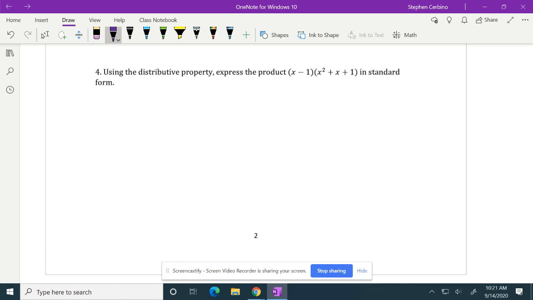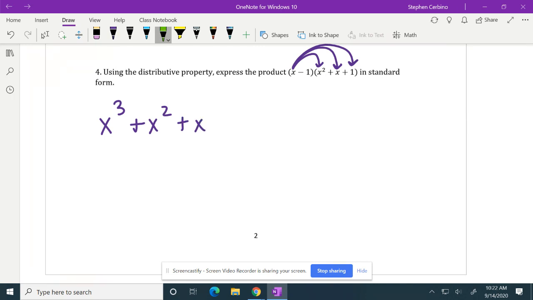So here's how the distributing method would work. I'll do one example like this. I'm going to multiply this first term of x times everything in this second polynomial. So x times x squared is x cubed. X times x is x squared. X times 1 is x.